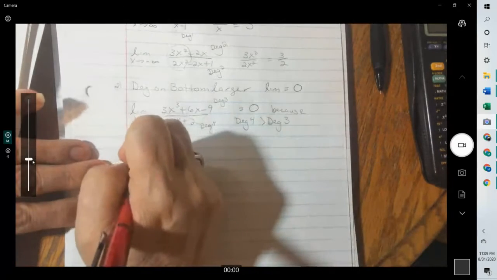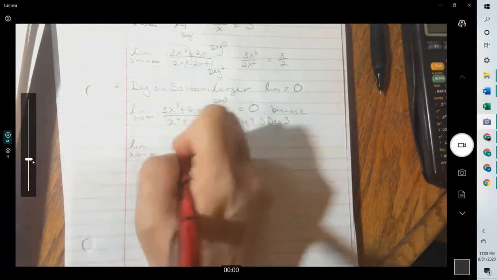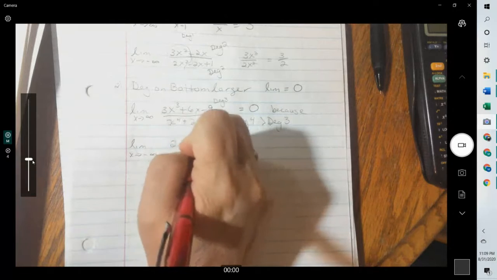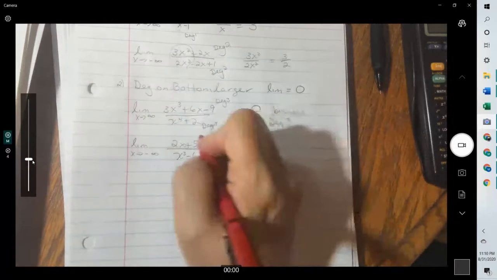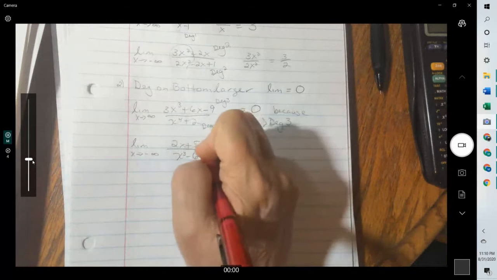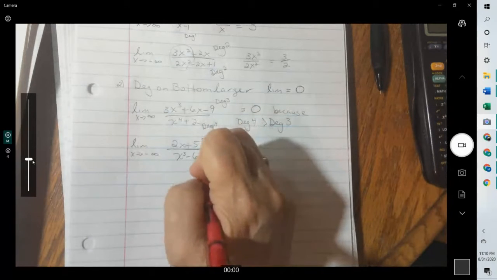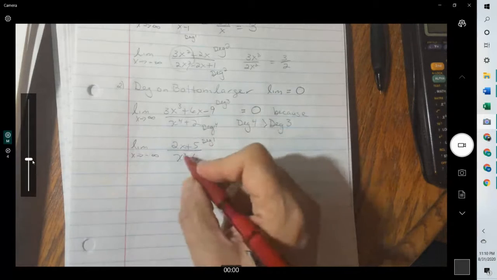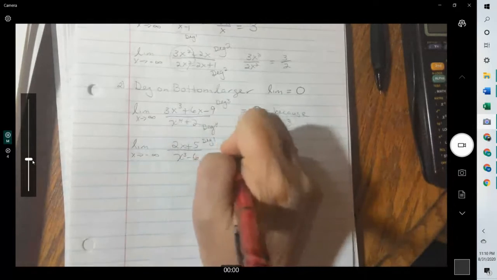Try one more. Okay. 2x plus 5 over x cubed minus 6. The degree on the top is 1. The degree on the bottom is 3. When the bottom is larger, this is going to grow so much faster, it equals 0.